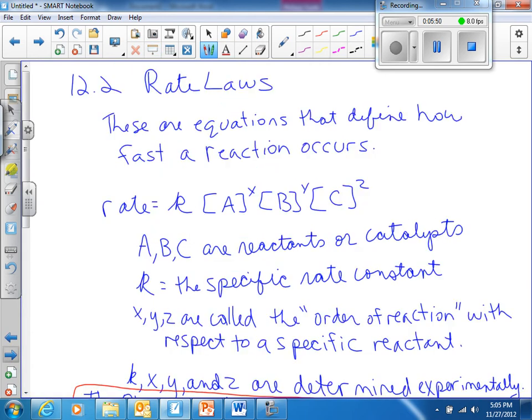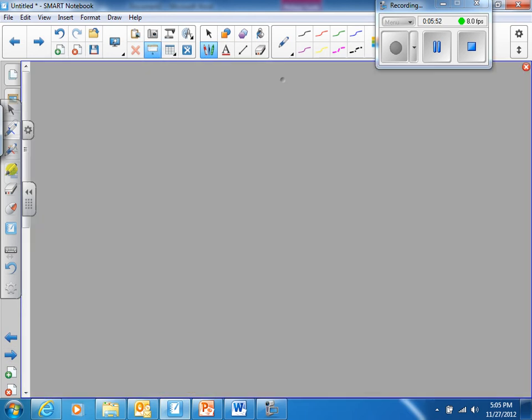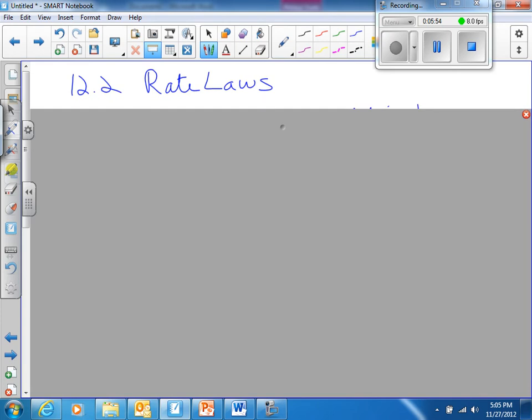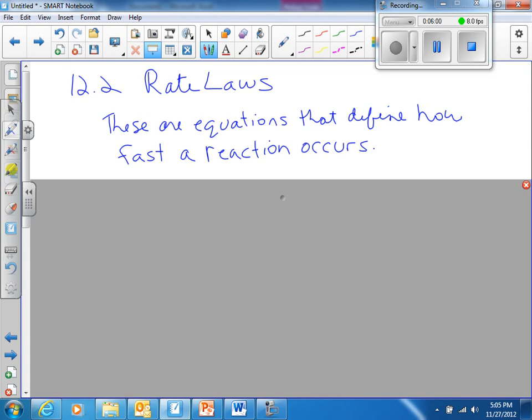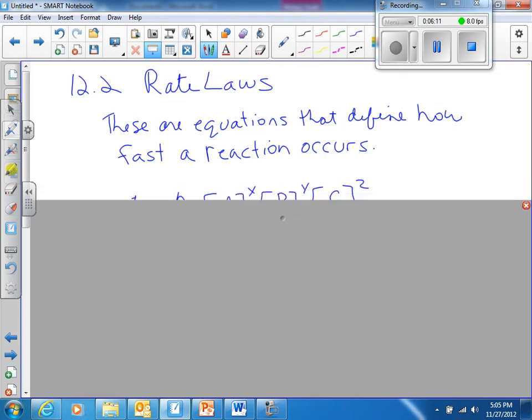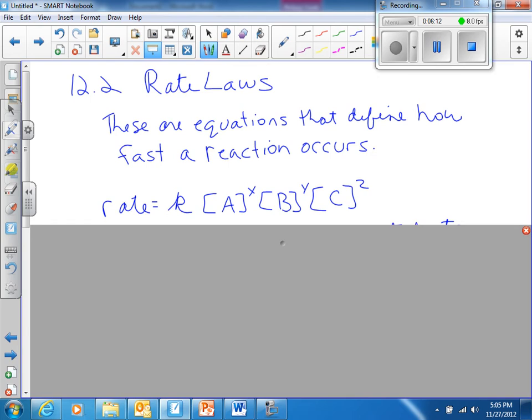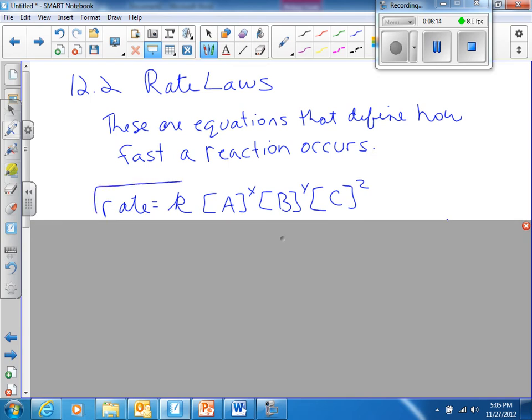So, rate laws. Okay, section 12.2. What is a rate law? Rate laws are equations that tell you how quickly a reaction is happening. It's a mathematical equation that gives you an idea of what's happening in a reaction and how fast it's going. And a rate law looks like this, right here.